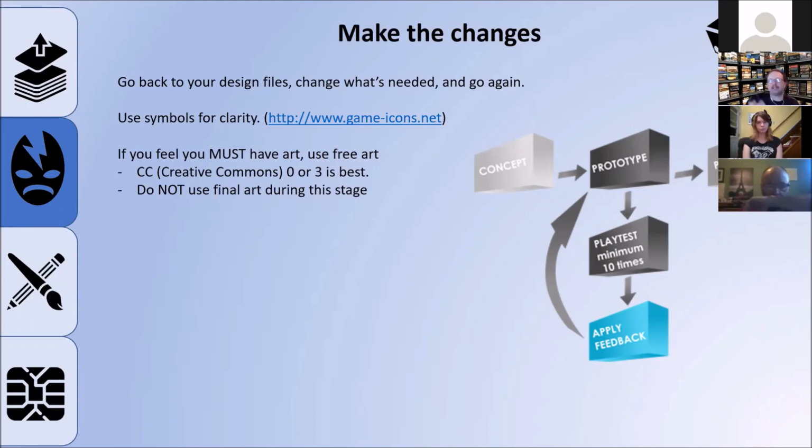So if you're going to use free art, use Creative Commons or CC. Level 0 or level 3 is some of the best ones to use. Creative Commons art are things that are free to use. Creative Commons 0 is free to use without crediting the source. Creative Commons 3 is free to use as long as the source is credited. Creative Commons 1 and 2, they're still free to use, but they have a bit more legalities involved in using them, and often it's better just to avoid them for different things.